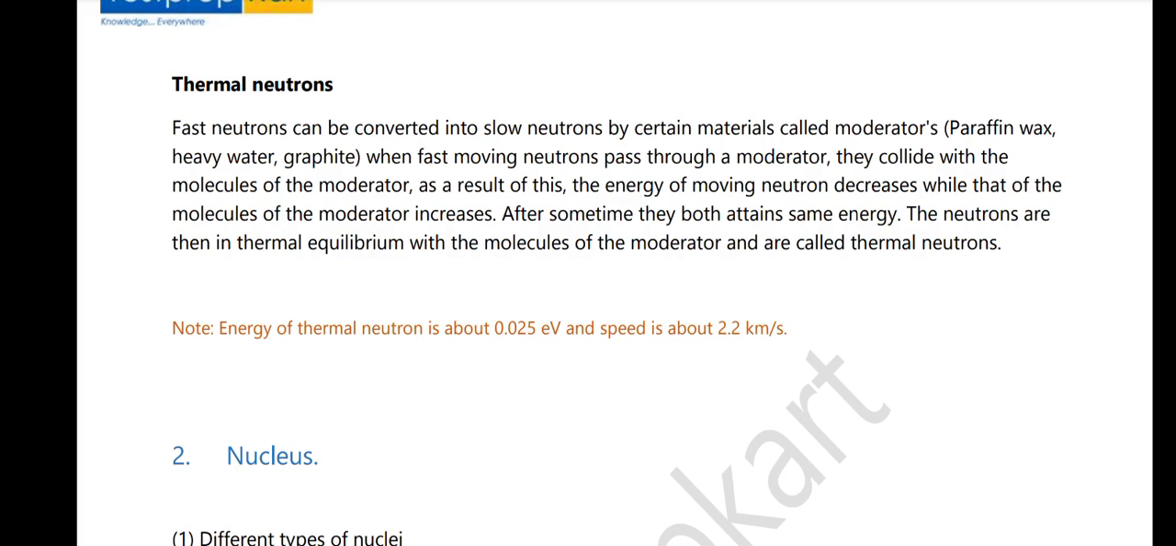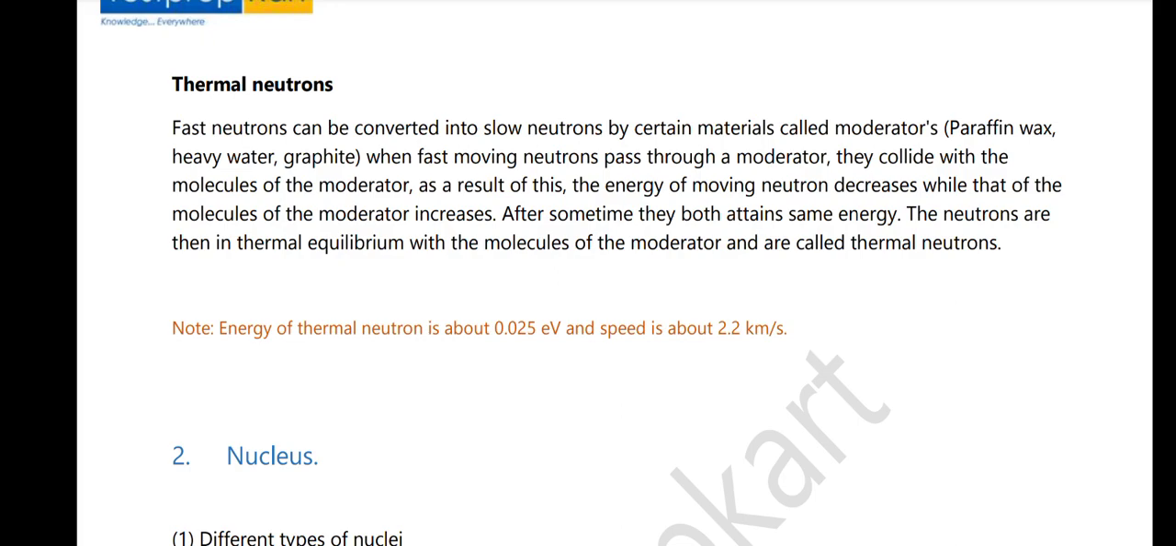As a result, when the moving neutrons collide with the moderator, their speed becomes slow. The energy of the moving neutron decreases, while the energy of the molecules of the moderator increases. So the speed of the neutrons decreases, and the energy of the neutrons also decreases.